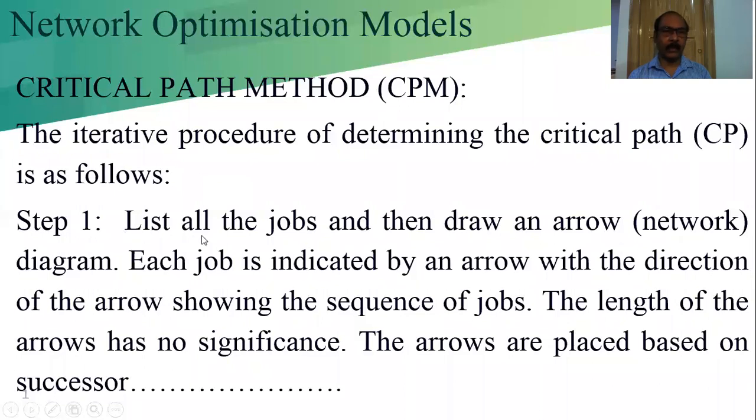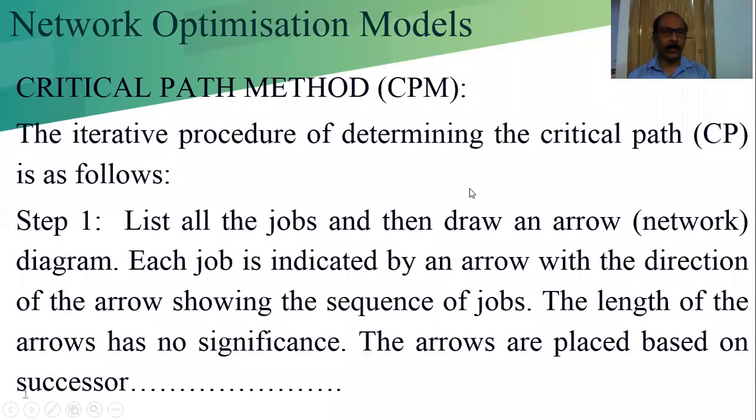Step 1, list all the jobs and then draw an arrow network diagram. Each job is indicated by an arrow, with the direction of the arrow showing the sequence of the jobs. The length of the arrow has no significance. The arrows are placed based on the predecessor and the successor. Arrows are not drawn as per measurement.